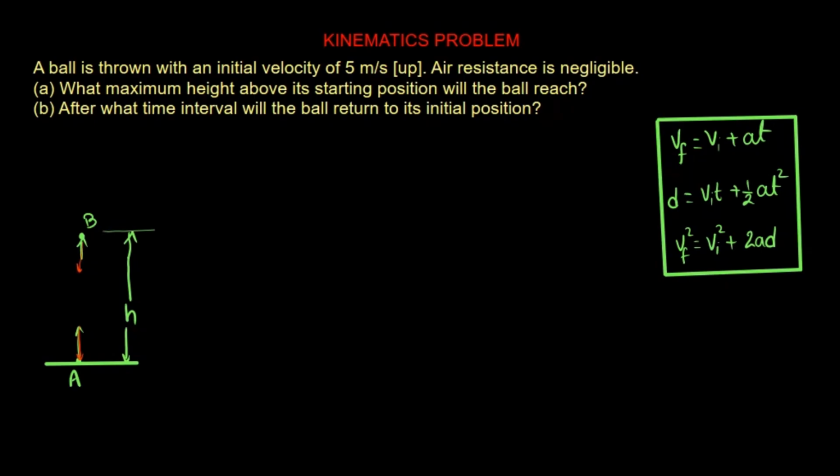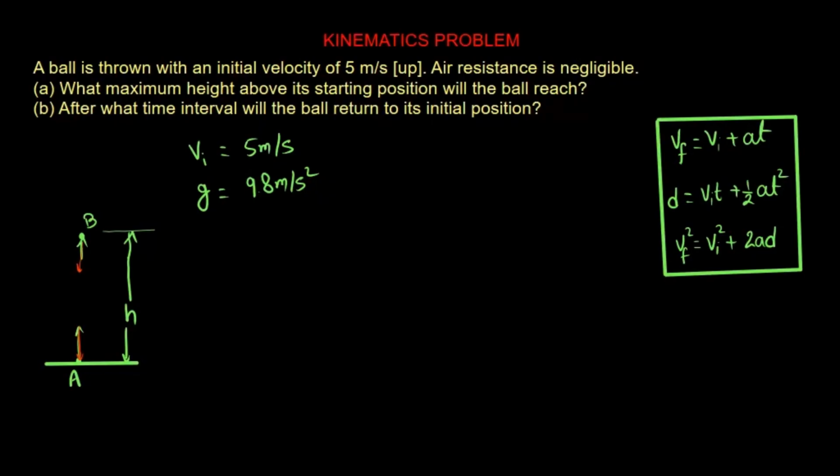We know the initial velocity at point A. Let's call it v initial, is 5 meters per second. Since the ball is thrown up, which is a vertical direction, we know that in the vertical direction there is the effect of gravity, and the acceleration due to gravity is 9.8 meters per second square.